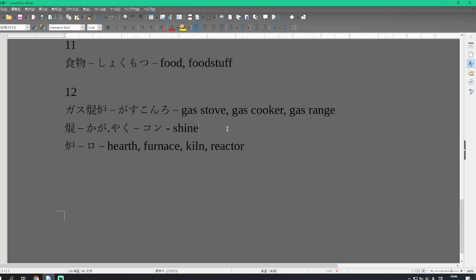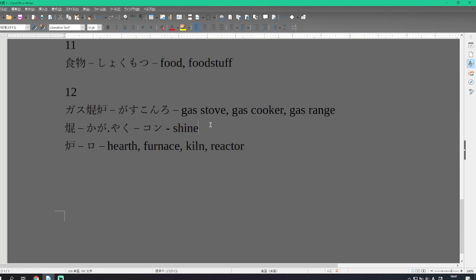Gasu konro. Light shining from a fire. Gasu konro. Light a fire. Gasu konro. The kon in gasu konro is to shine.